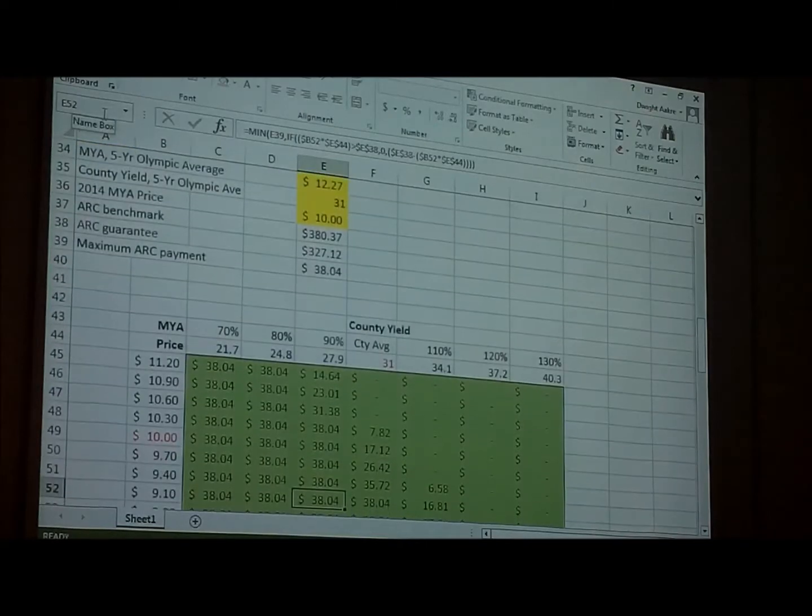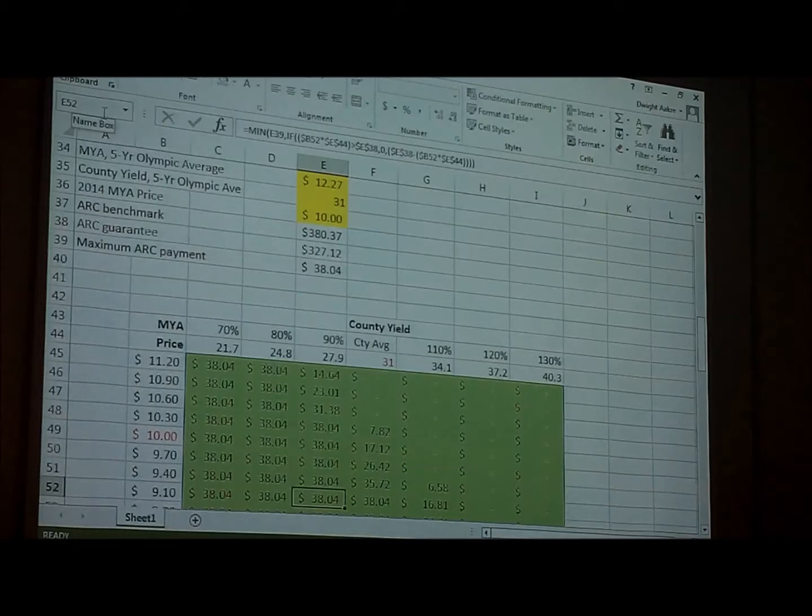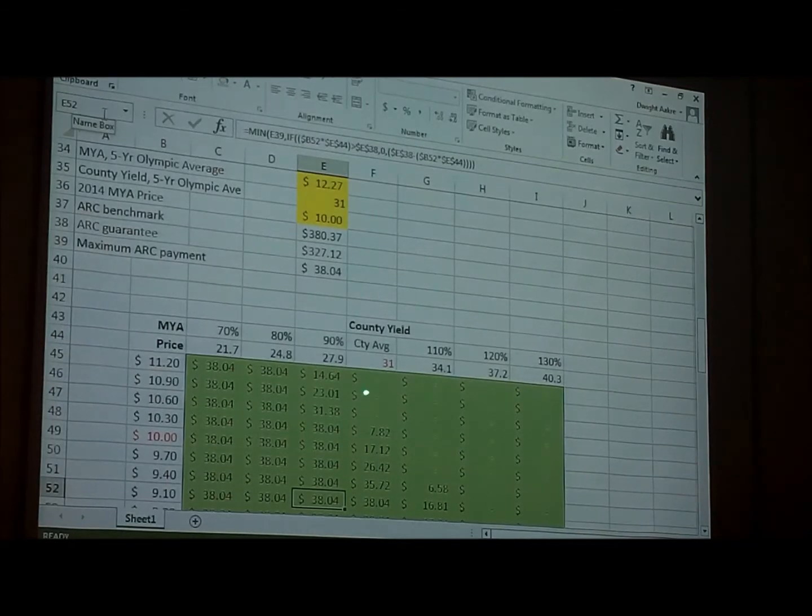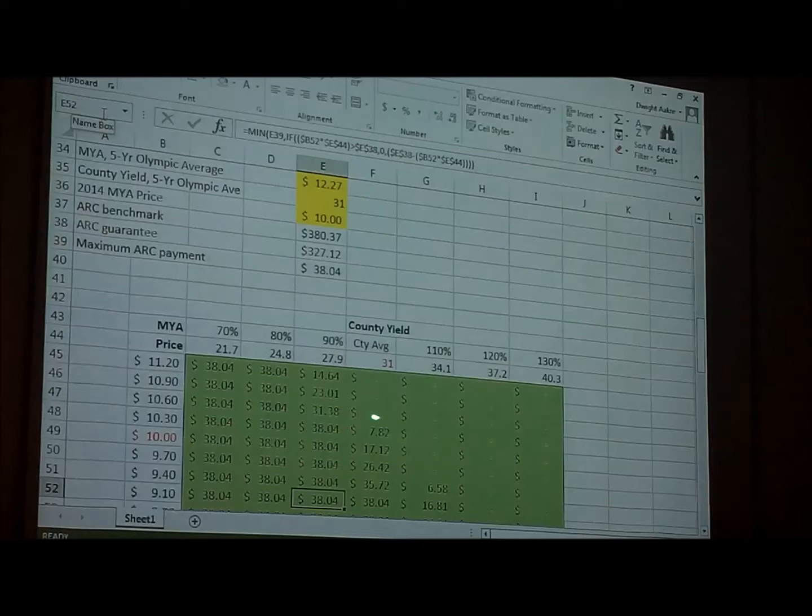Soybeans looks a little bit like it. 12.27 marketing year price, 31 bushel yield, $10 projection for this year. So here's our 10 and 31. Maximum payment is 38. Again, with an average yield, if we have a price above 10.60, or well, even a little bit less than that, above 10.5, it's not going to trigger an ARC payment. Well, it's actually 10.55 if you remember from the previous PowerPoint.